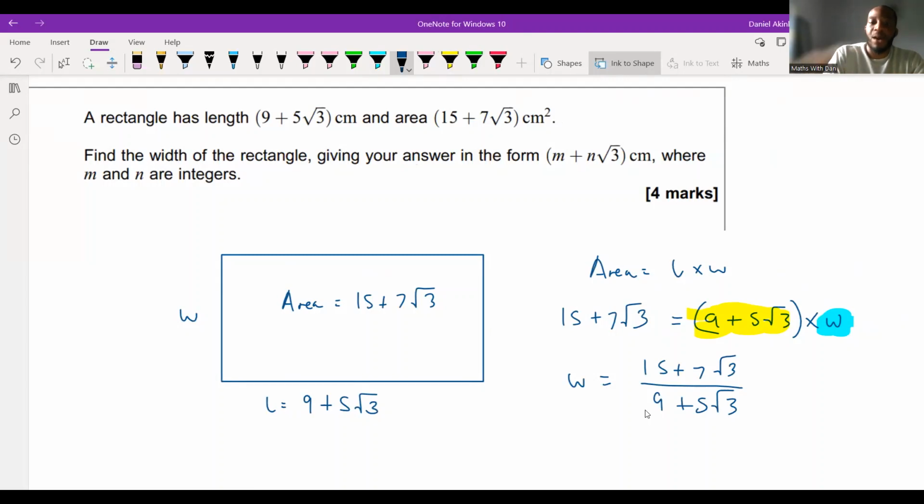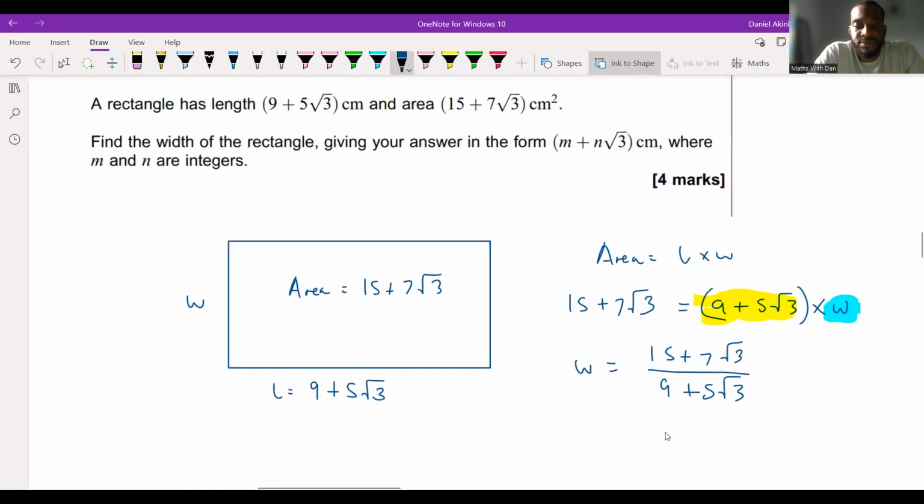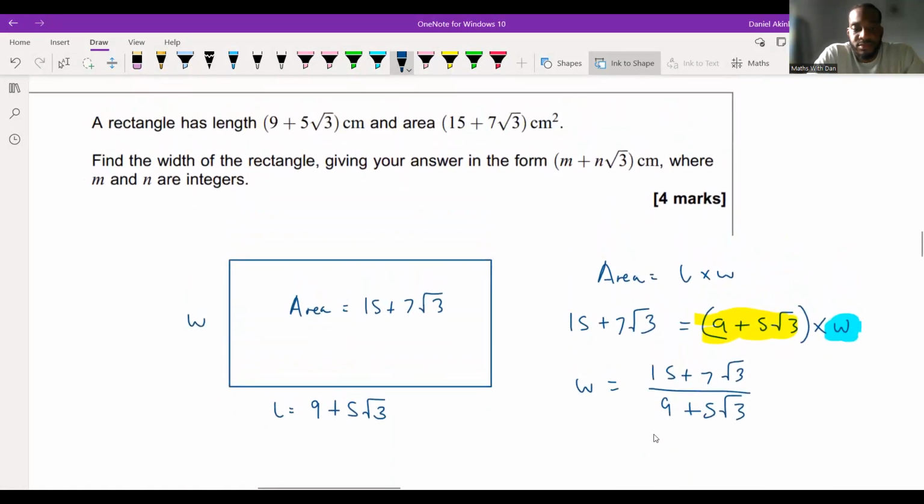Now, this is the width. This is the answer. However, the question asks us to give it in a specific format. We know that this is for certain 100% correct. However, it's not in the format that they want it in. So can somebody tell me what we need to do? Now, what do we need to do next? We've got a fraction here, and the form that they want it in is not a fraction. So what do we need to do?